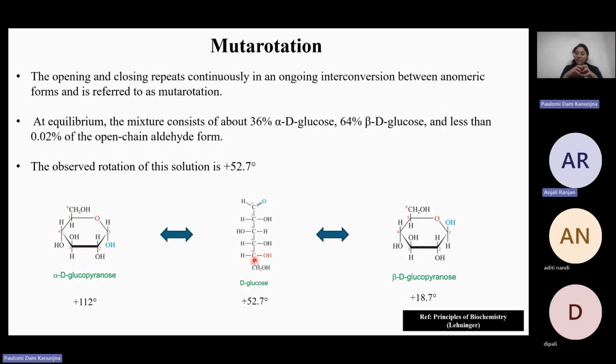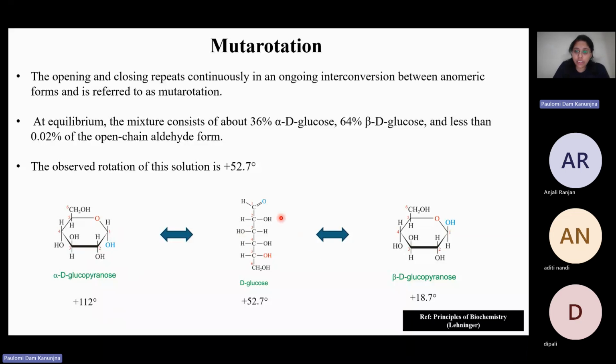So wherever you have, yes, one more. Ma'am, what causes this mutarotation? We say that glucose will be interconverted into either of the two forms, but what causes this mutarotation? I don't understand. It's all equilibrium driven, right?